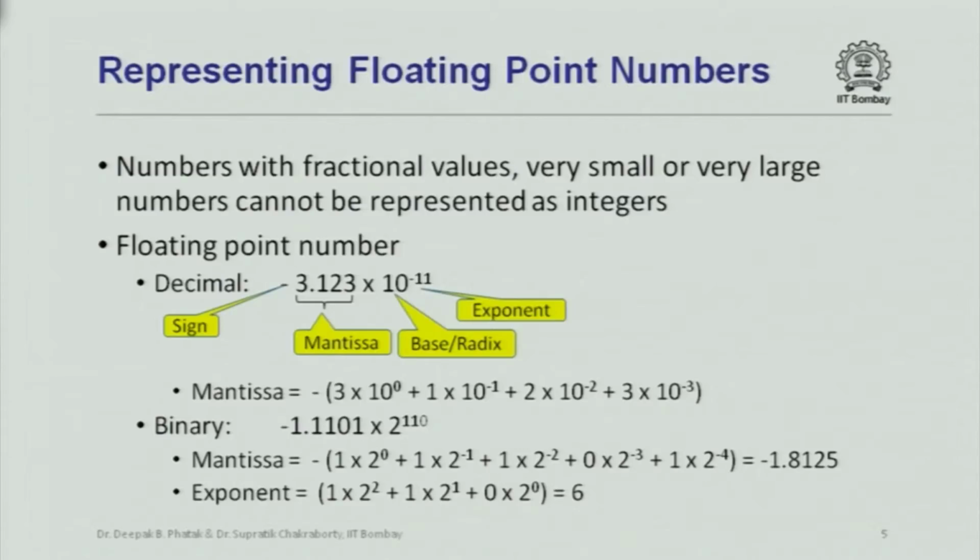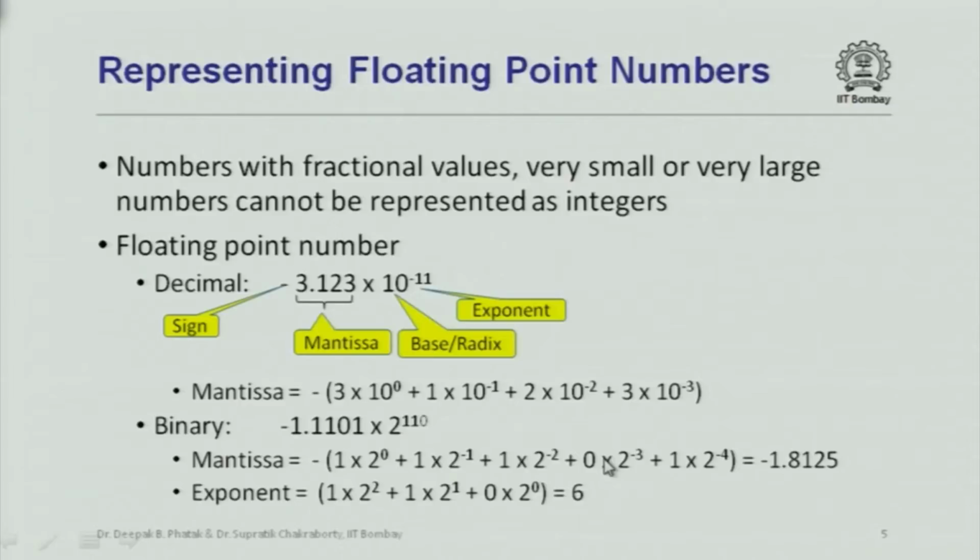Remember also how fractional binary numbers are represented. 1.1101: the first digit gets multiplied by 2 raised to 0, the next one by 2 raised to minus 1, 2 raised to minus 2, and so on. So those of you who are done can now swap your copies with your neighbors.